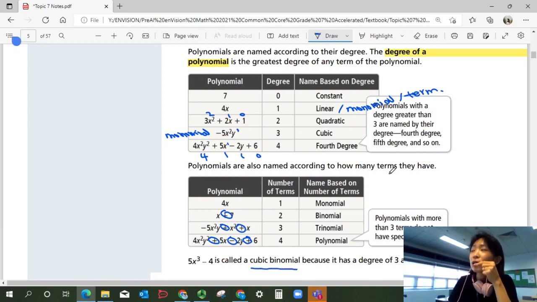All right. And also note that any polynomial with degree greater than 3 are named by their degree, like 4th degree, 5th degree, and so on. Okay, 4th degree binomial, 5th degree trinomial, and so on. Okay, so you say the name based on degree first, and then the name based on number of terms goes last. It's like your first and last name for polynomials.